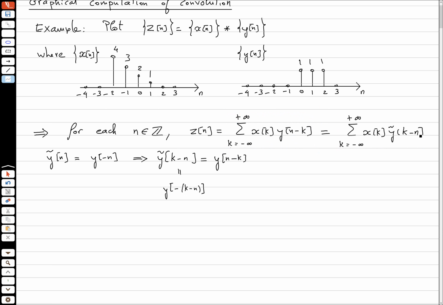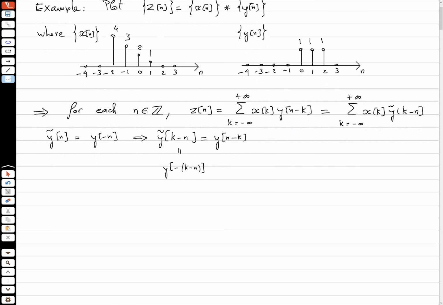Because this is y of minus k minus n. So I can rewrite z of n. All right? So you wonder why I'm doing this. That will be clear.